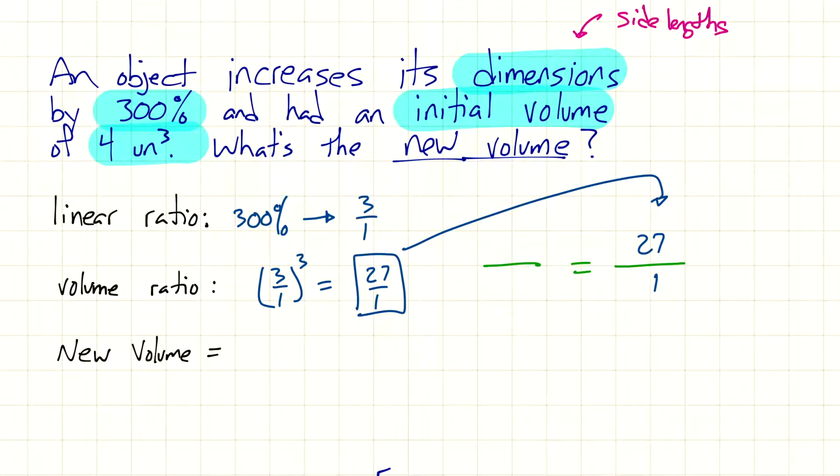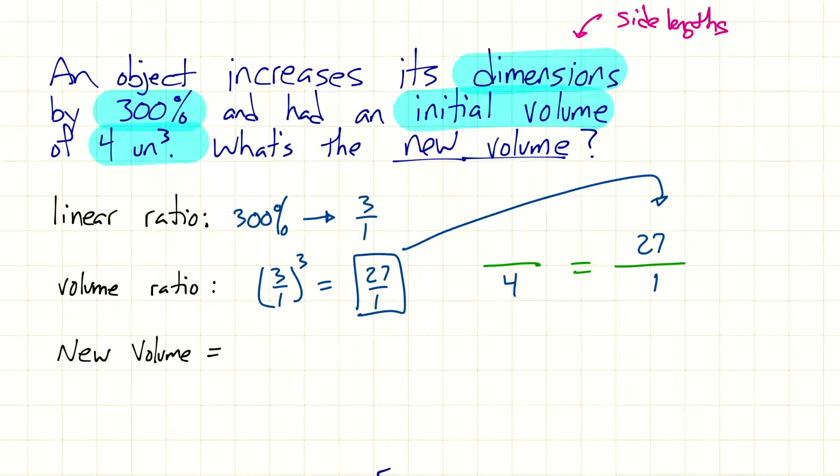Only one of those volumes was given to us, the initial volume. So the question is, am I going to put a 4 on top, or am I going to put a 4 on the bottom? Well, think about it. If it's increasing in size, it's getting bigger. Think about these two numbers. Which one's the larger number? Right, 27 or 1. So if 27 is the larger, then this is where the new volume is going to go, which means the only option left is for 4 to go on the bottom.